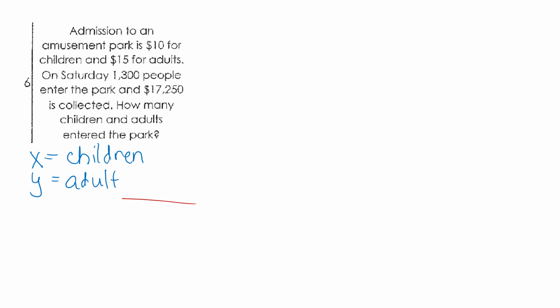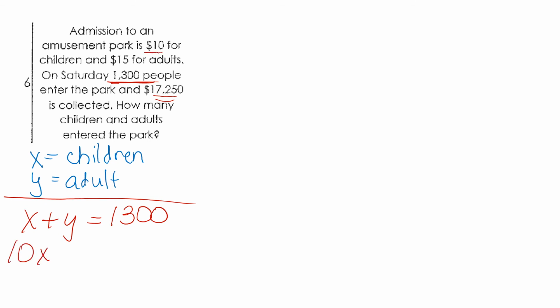Okay. Let's write our equation for our system. So let's think about what made up the number of people getting into the park. That's made up by your children and your adults. So your x plus your y, your two groups of people, is what equals the 1,300 people that entered the park. So then we got to think about the next equation in our system. It deals with the money. So each child's ticket is $10, so that would be 10x. Each adult ticket is 15, so plus 15y equals the amount of money collected, $17,250.